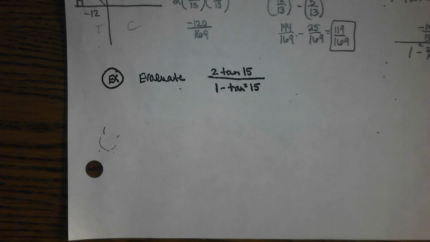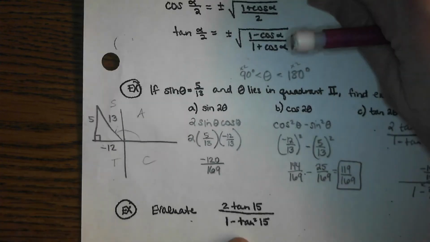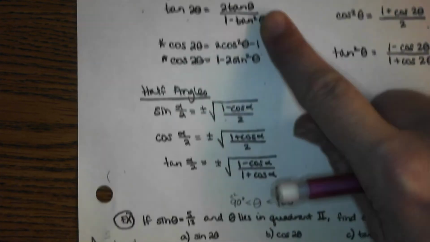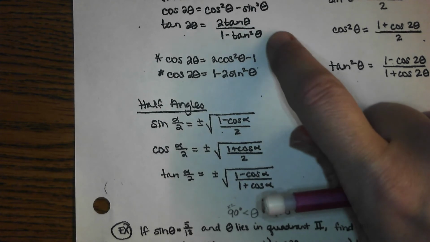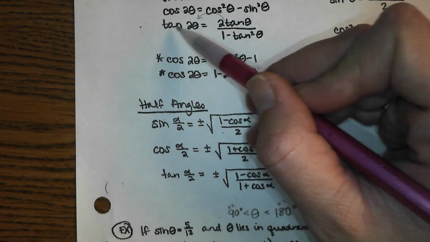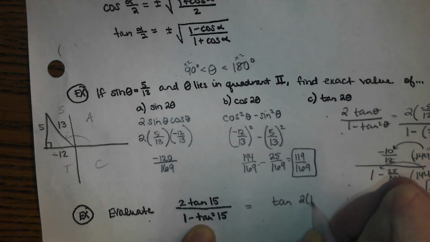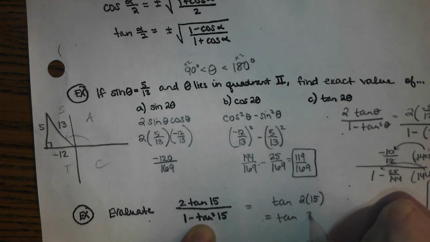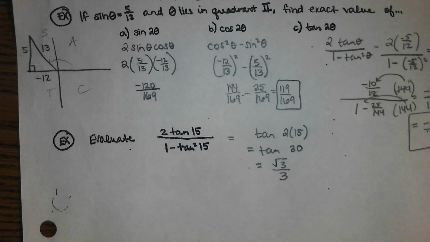to be another way. The easiest way is to realize the similarity between that and that. It is your tangent of 2 theta formula, where theta has just been replaced with a what? 15. So if I'm going backwards, this equals the tangent of 2 times 15 then, which is the tangent of 30, obviously, and that is a value you should know to be root 3 over 3. Okay?